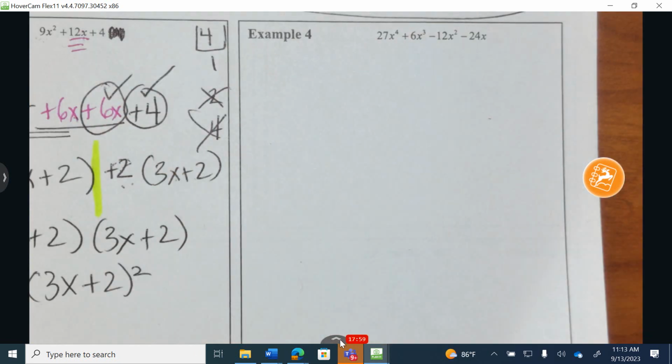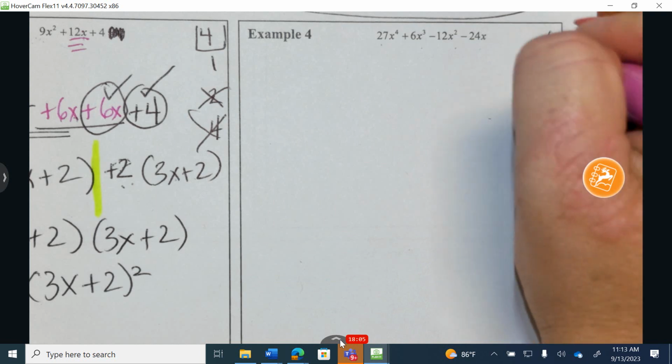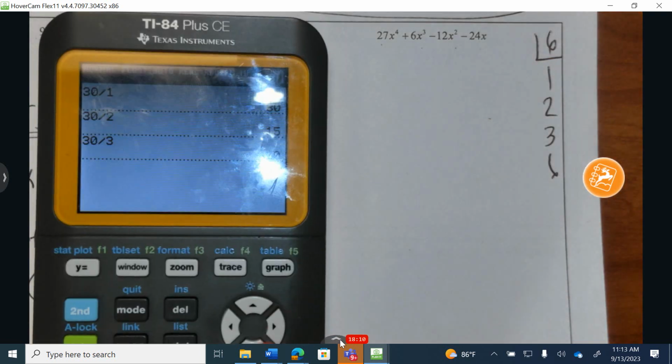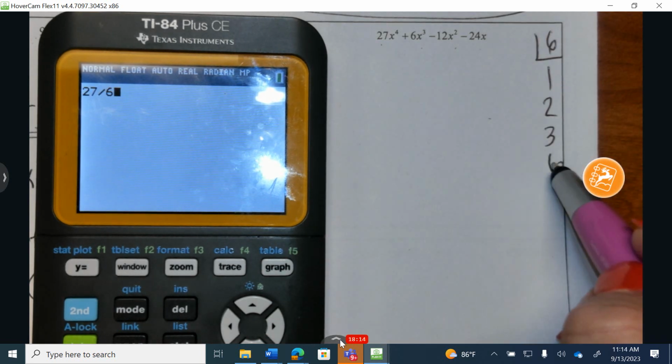How many terms do I have now? When you have 4 terms, you're thinking factoring by grouping, where you should be. What is the smallest number I have? 6. 1, 2, 3, and 6. Grab your calculator or do mental math, however you want to do it. I'm taking 27. I'm dividing by the largest number, 6.